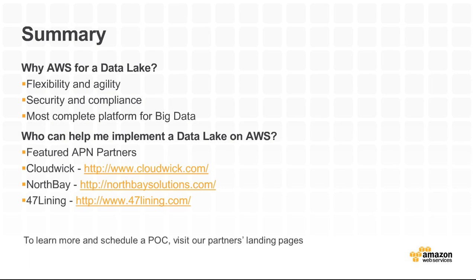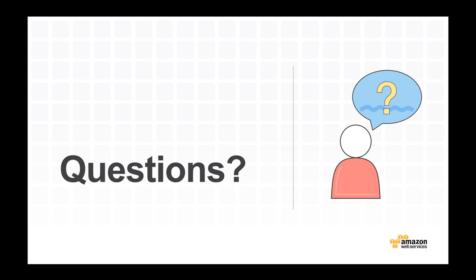Now, you choose AWS as a platform to build your data lake. Not only did we talk about the benefits such as flexibility and agility, security and compliance, and the most complete portfolio of any type of big data applications or services. And each of our partners today, Cloudwick, NorthPay, and 47 Lining, touched in depth on how you can translate these features, these benefits, into the most tangible terms to build a data lake on AWS. With that, that's the summary of our webinar.